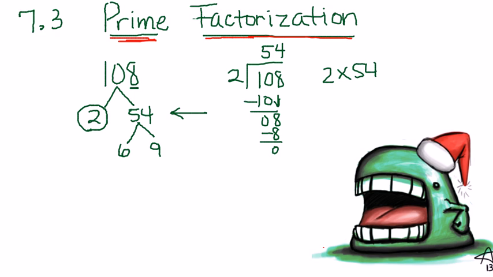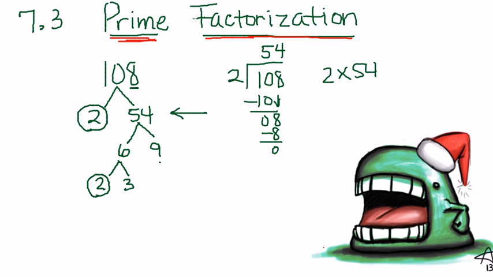So, is 6 a prime number? Nope. Is 9 a prime number? Nope. Okay, that means these have to be broken down more. What is a factor pair of 6? 2 times 3. Exactly. So, going back to here, is 2 a prime number? It is, so we're going to circle it. So we're done with that side.